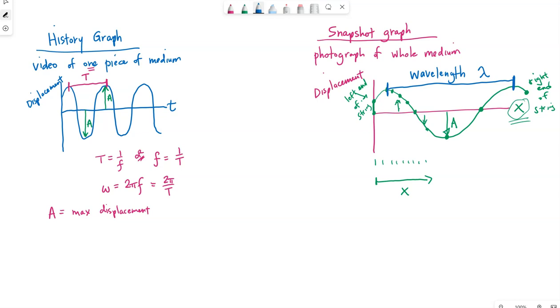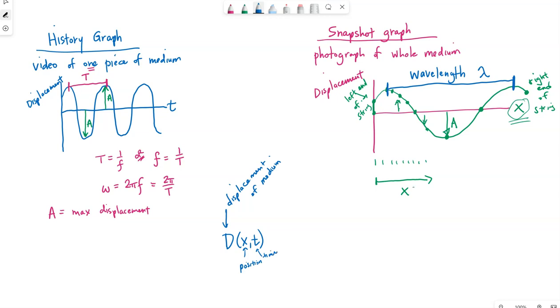When we want to write an equation that describes the wave, so this is the displacement of the medium. That's what this capital D represents. This needs to be a function of position and time.